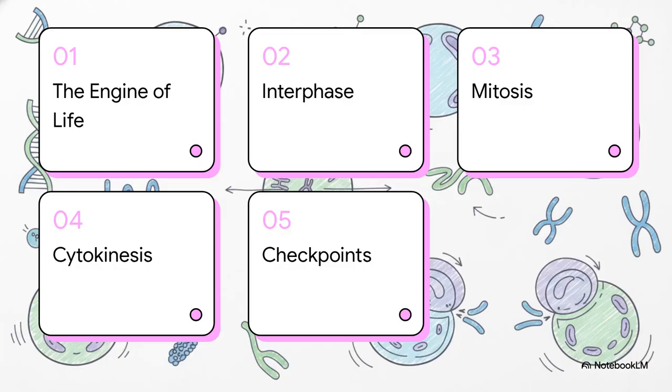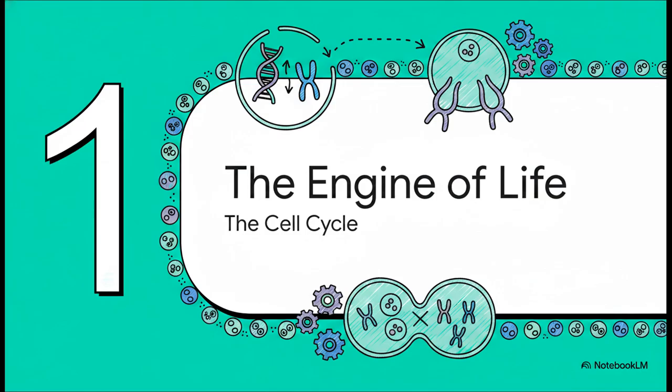To break this all down, we've got 5 key areas on our roadmap today. 1. The engine of life. 2. Interphase, the active preparation. 3. Mitosis, the great divide. 4. Cytokinesis, the final split. And 5. Checkpoints and quality control. All right, section 1, the engine of life.